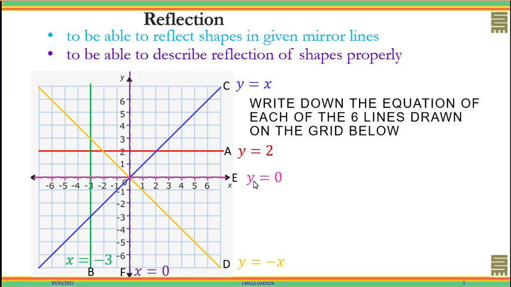This line also is the x-axis, but it goes through 0. That's why it's called y equals 0. Vertical lines are named after x. That's why this one is called x equals -3, because it cuts the number -3 on the x-axis. And the y-axis is called x equals 0 because it also goes through point 0. Okay, so I'm going to give you different examples of reflection.